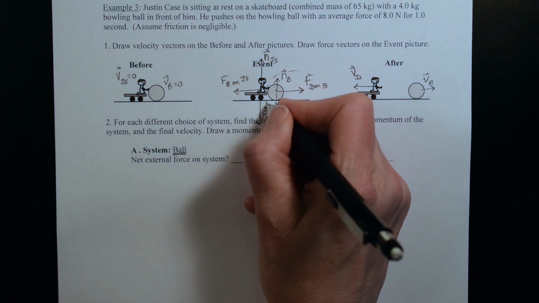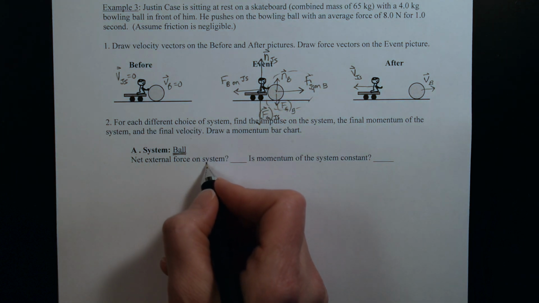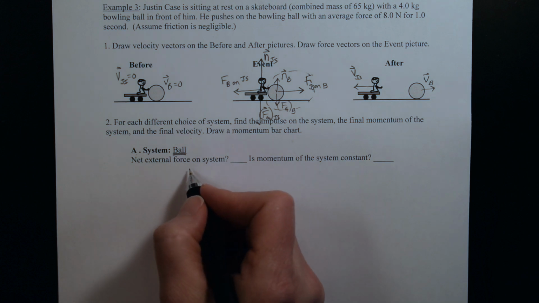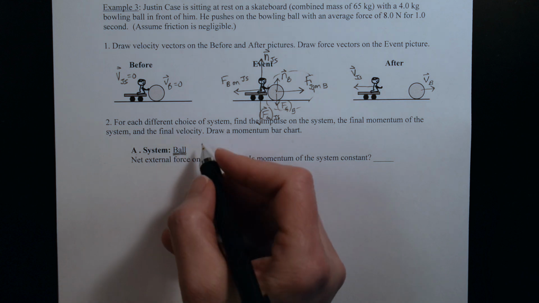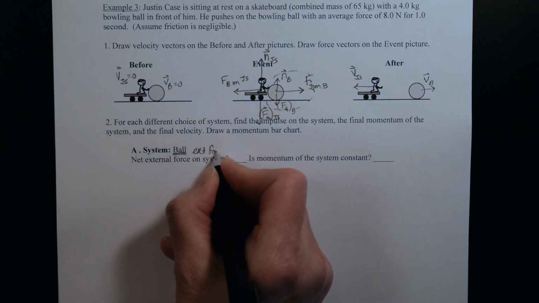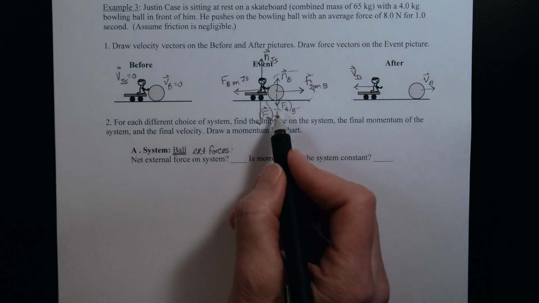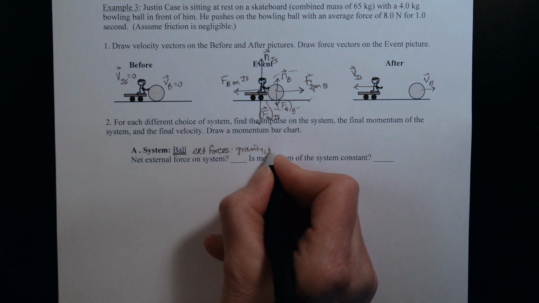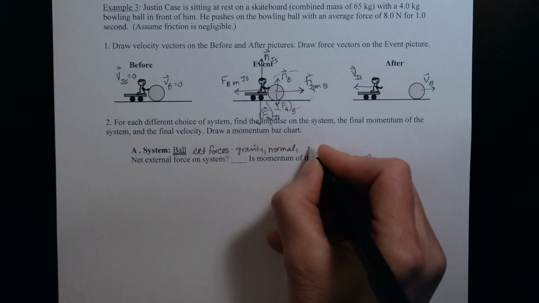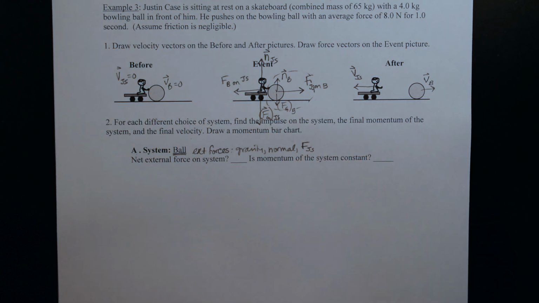So here's my system, and we need to know if there's a net external force because that is going to be important for determining if there's an impulse. So looking at the ball, our external forces, that's forces caused by interaction with objects outside the system, is going to be gravity, normal, and the force of Justin and the skateboard.